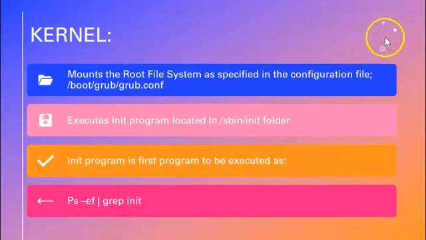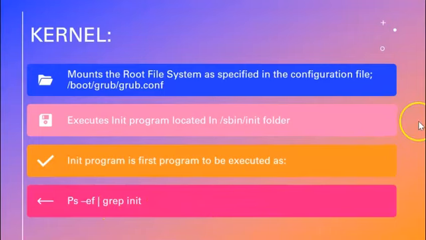The very next step is the kernel. The kernel mounts the root file system as specified in the configuration file, which is what we see right here, /boot/grub.conf. The kernel also executes the init program located in this directory, /sbin/init. Init is the first program to be executed, and you can use the command ps -ef | grep init to check that out.